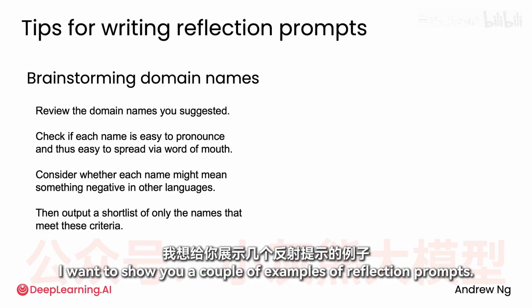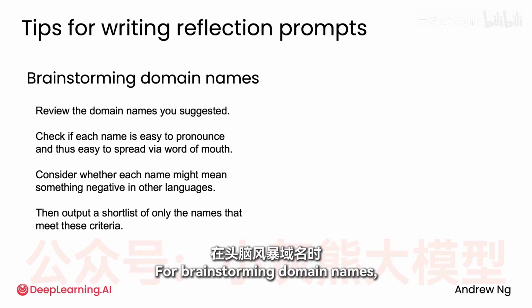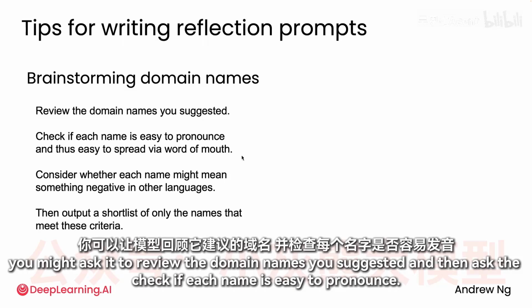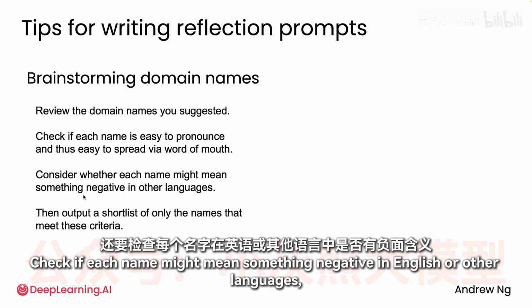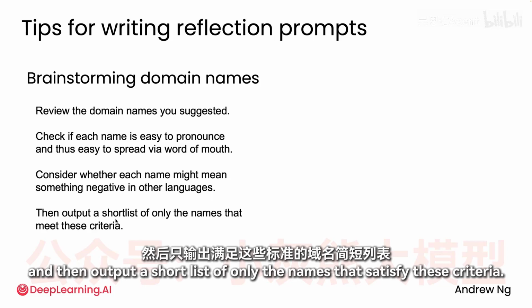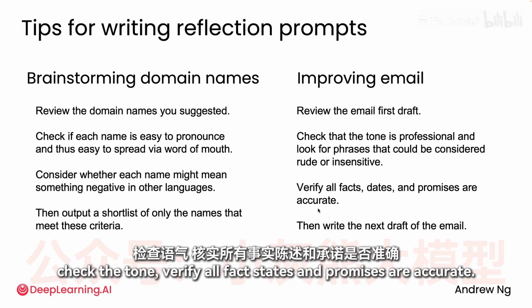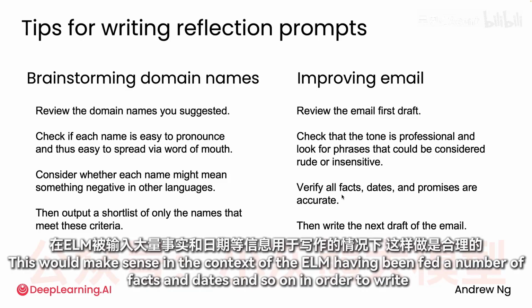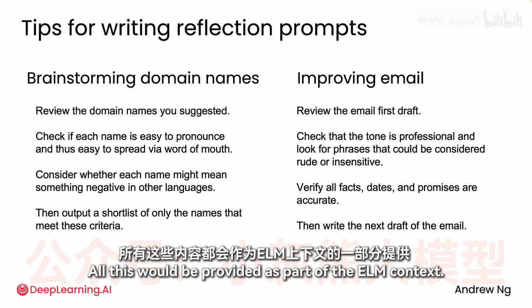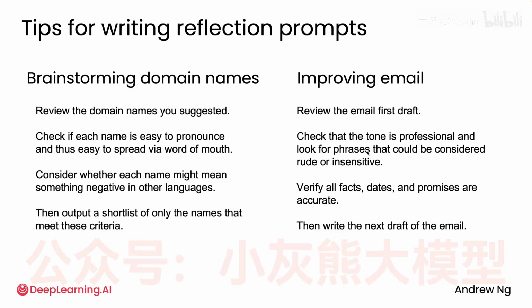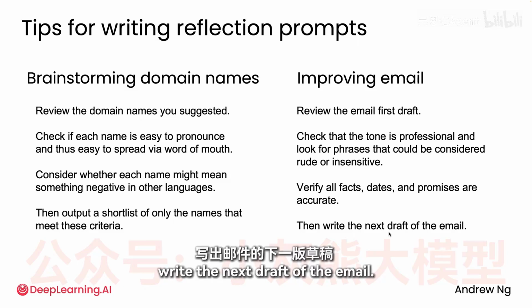I want to show you a couple of examples of reflection prompts. For brainstorming domain names, you might ask it to review the domain names you suggested, and then ask it to check if each name is easy to pronounce, check if each name might mean something negative in English or other languages, and then output a short list of only the names that satisfy these criteria. Or to improve an email, you can write a reflection prompt to tell it to review the email first draft, check the tone, verify all facts, dates, and promises are accurate. This would make sense in the context of the LM having been fed a number of facts and dates and so on in order to write the email drafts. All this would be provided as part of the LM context. And then based on any problems it may find, write the next draft of the email.